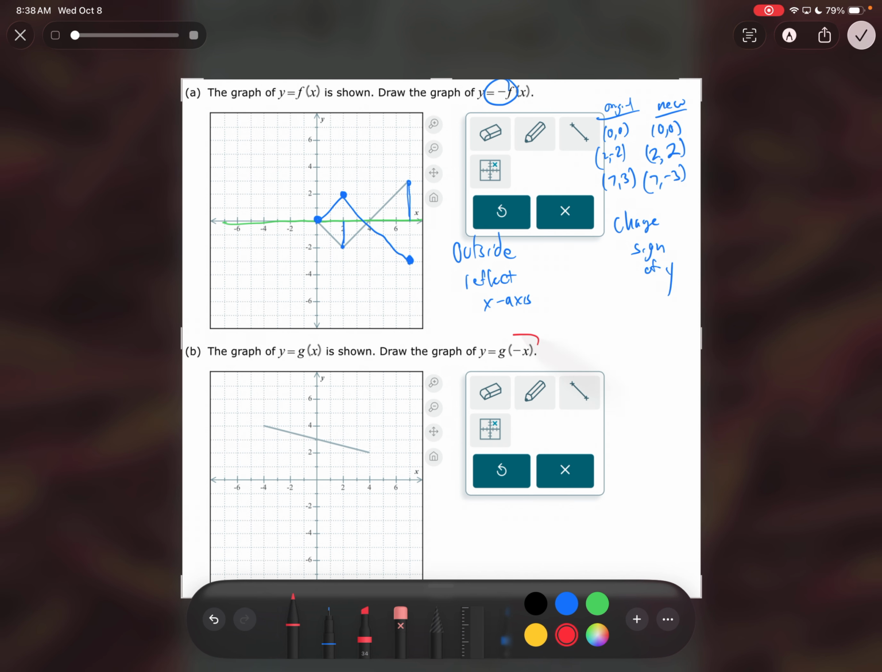All right, next one. This is on the inside. So it's going to do something horizontally, so it's going to reflect across the y-axis. Okay? So the way I do this one is left and right. I would say you really only have 2 points you need to deal with here, this one and this one. I would say this is 4 to the left, so I'm going to put it 4 to the right. And this one is 4 to the right, so I'm going to put it 4 to the left. And that is going to reflect it across the y-axis.